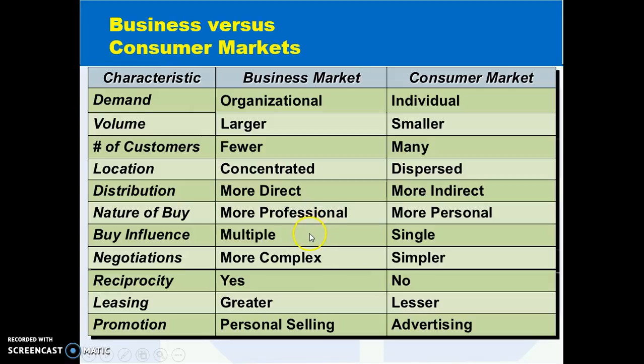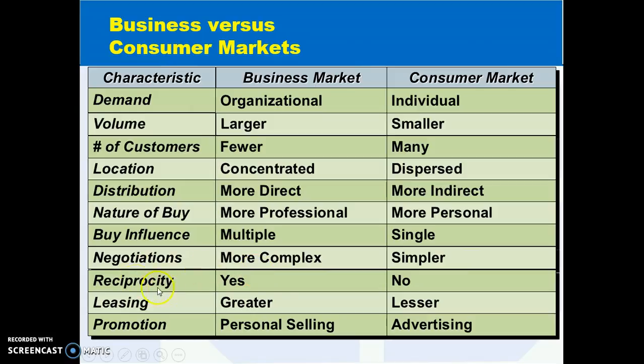Buying influence is usually much more multiple in nature. In business markets, usually there are buying committees. Multiple influences play a role. There is one research which found that the buying center in a business buyer can be as big as 34 different people playing a role in the decision making in the buying process. That is definitely not the case in consumer markets. At most, one or two members of the family play a role. Negotiations are very complex. They take longer time. That is not the case in consumer markets.